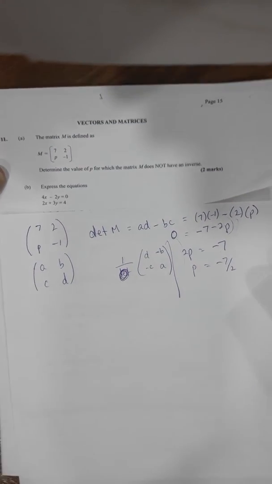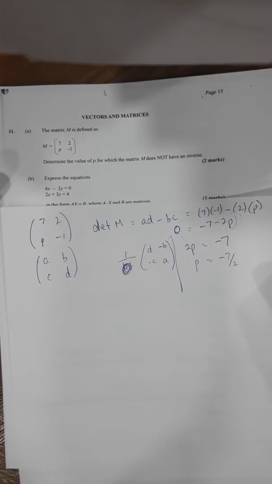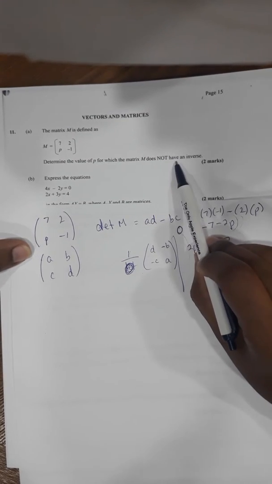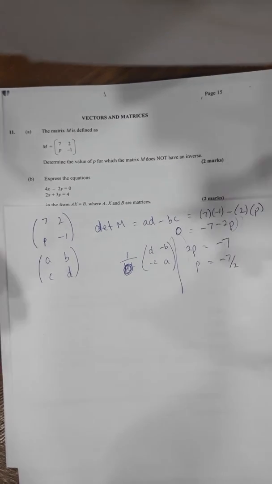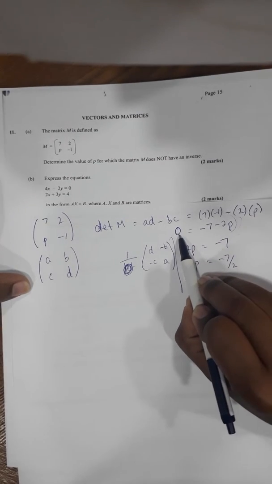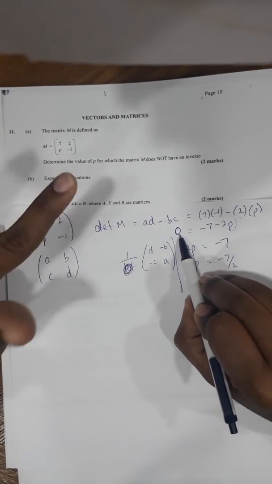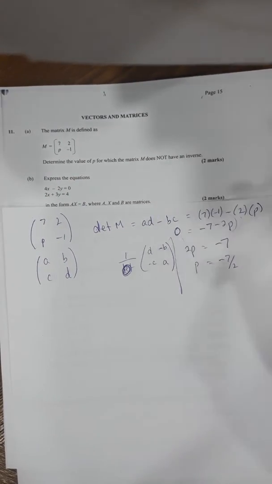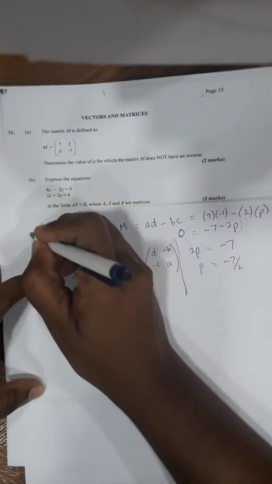So that's one thing about the inverse of a matrix. Also, instead of using the words does not have an inverse, it could also say a matrix is singular. When a matrix is singular, the determinant is also 0. So look out for those words. Does not have an inverse or singular means to equate that determinant to 0, right? All right, so that's part A.